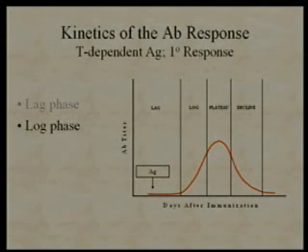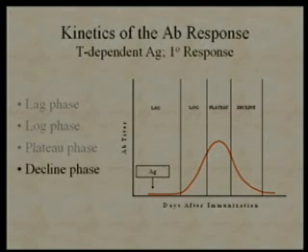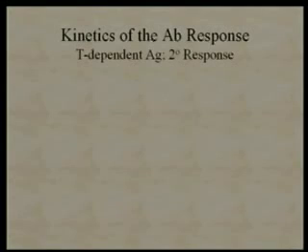And then finally, when there's no more antibody being made, all the plasma cells have died off, you just degrade the antibody that's there, and you go into this decline phase. So we have these 4 phases, including plateau and decline. Now, all right, what happens when we see this a second time?